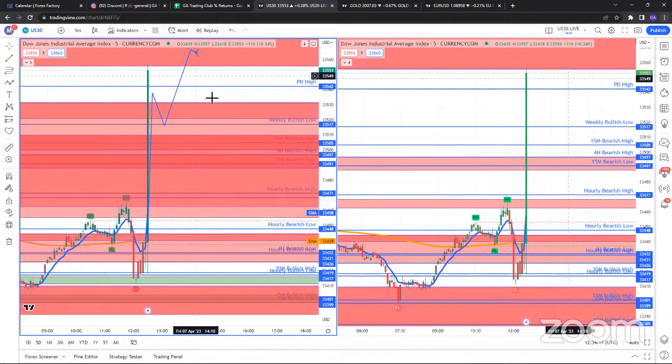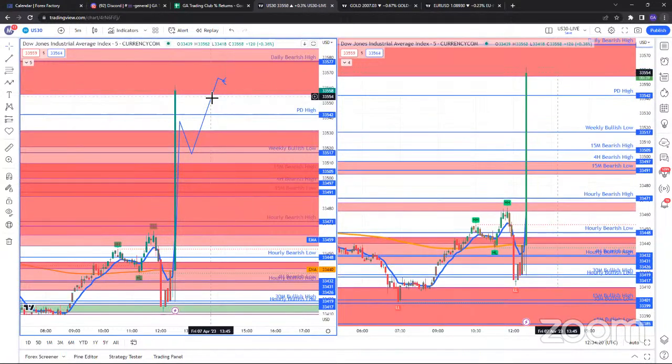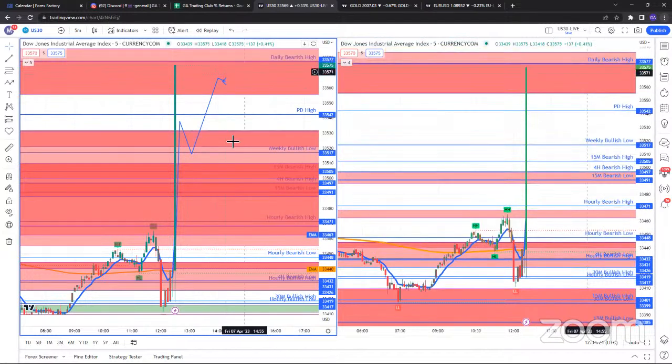But I definitely want, okay, so this is perfect, right? US 30 is coming to a daily bearish high. This candle is closing in 34 seconds. So let me see, I'll go to my trade manager.